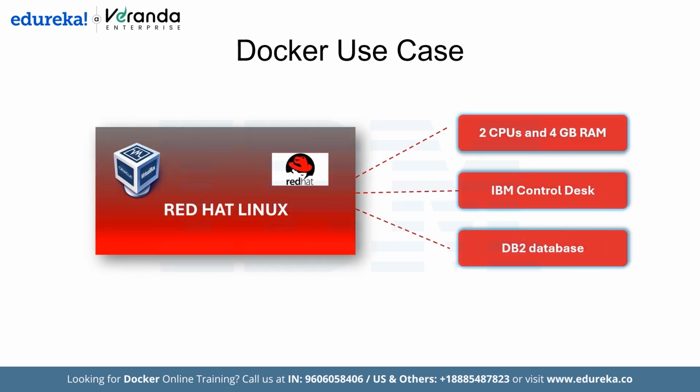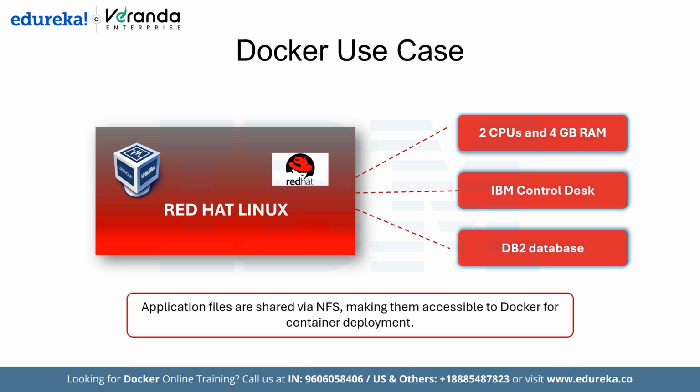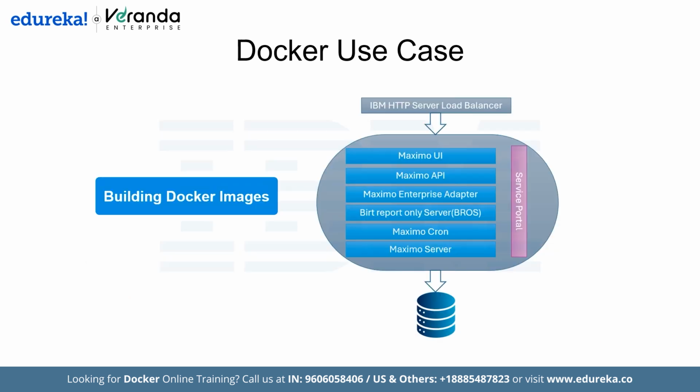Here is a simplified explanation of the setup described, where a single VM on Red Hat Linux with 2 CPUs and 4 GB RAM hosts both the IBM Control Desk and the DB2 database. Application files are shared via NFS, making them accessible to Docker for container deployments. Here comes another step, building Docker images. They decided to strictly follow what is stated in the Maximo Asset Management documentation.